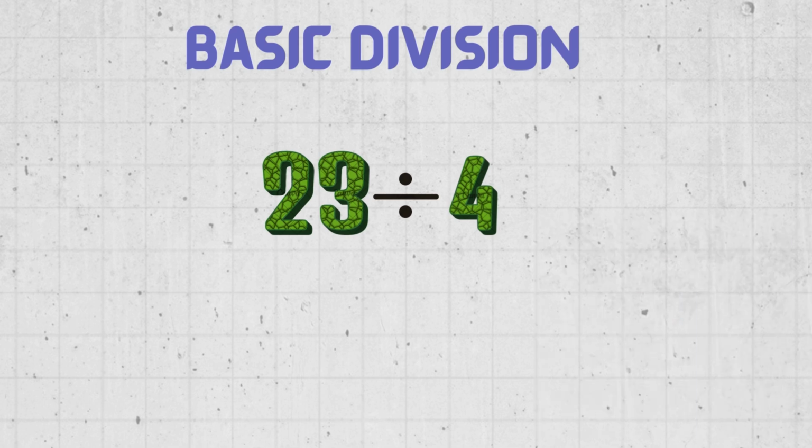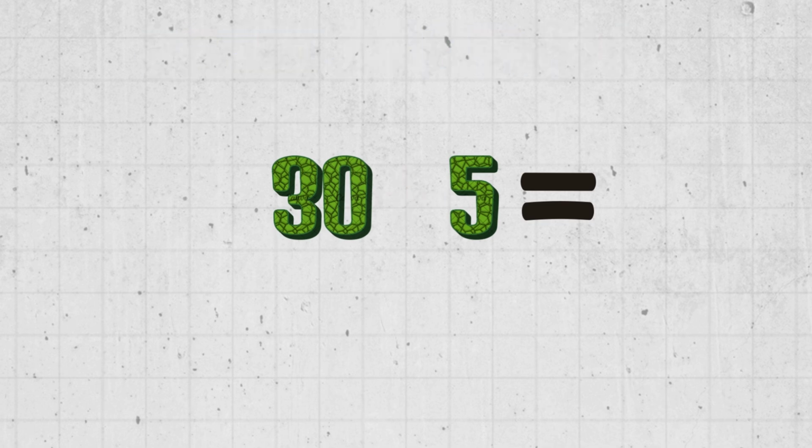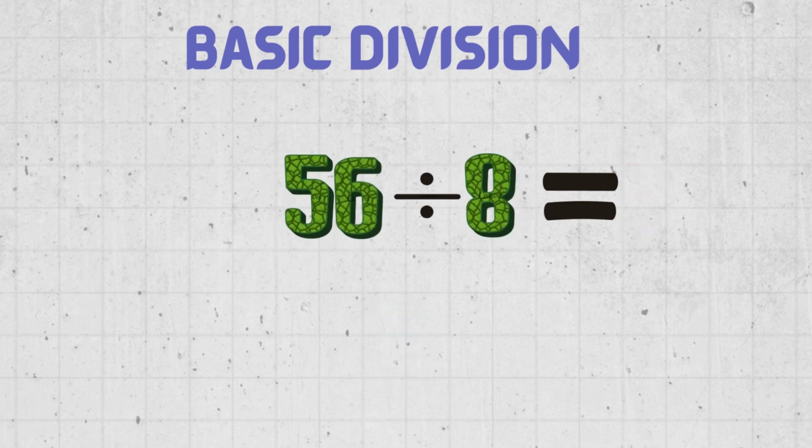Now, let's do a few more problems together. 30 divided by 5 equals... Think about how many times 5 fits into 30. Yep, that's 6 times. So 30 divided by 5 equals 6. 56 divided by 8 equals... How many times does 8 fit into 56? That's 7 times. So 56 divided by 8 equals 7.